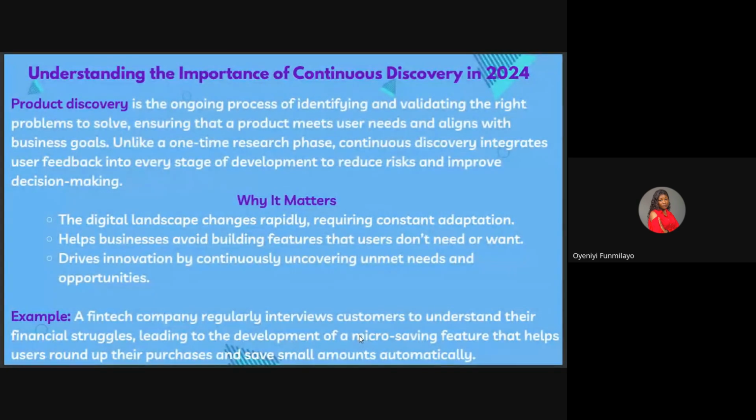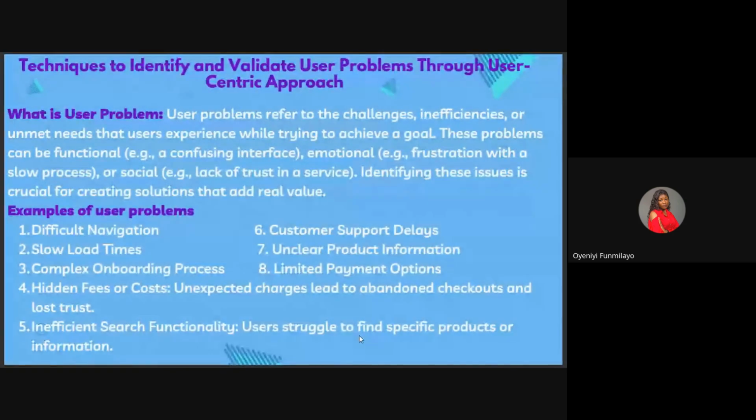So the next topic is techniques to identify and validate users' problems through a user-centric approach. Yeah, you've done this product discovery. We're talking about this product discovery, but how will you even identify their problem in the first place? And how will you even validate it? Because it's not all about, okay, you know this user problem. You have to validate their problems too. It also goes a long way.